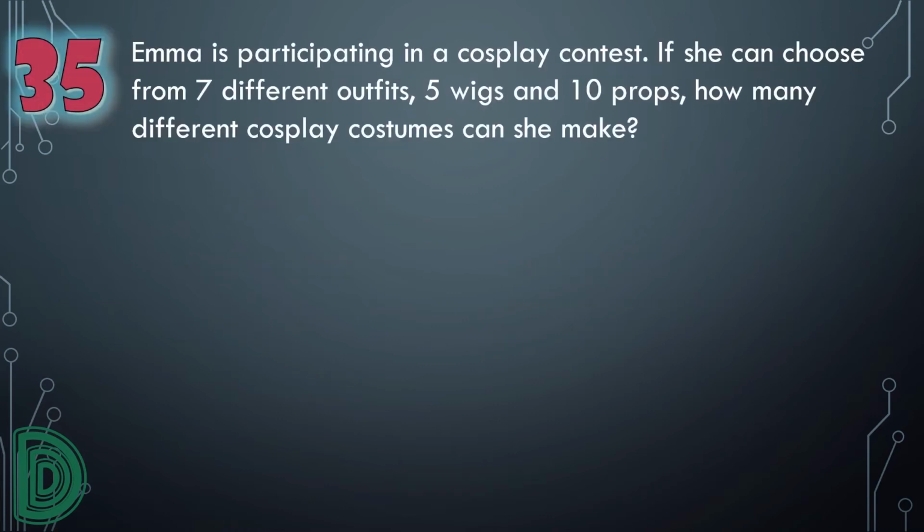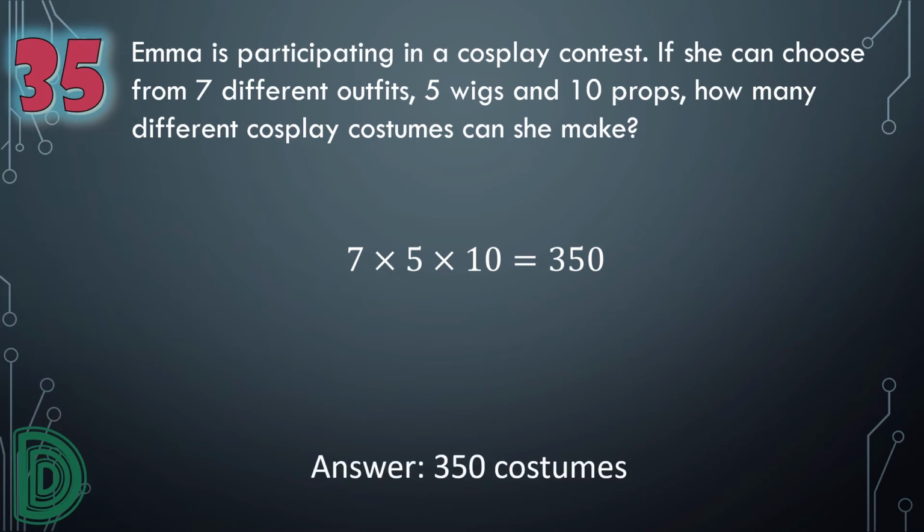35. Emma is participating in a cosplay contest. If she can choose from 7 different outfits, 5 wigs, and 10 props, how many different cosplay costumes can she make? By the multiplication principle, the number of different costumes that Emma can make is given by 7 times 5 times 10, and that is 350 costumes.